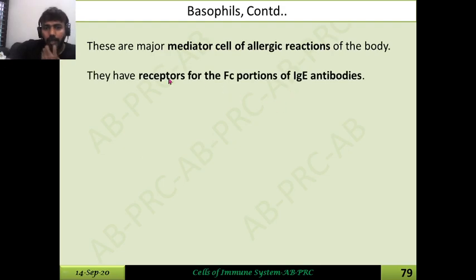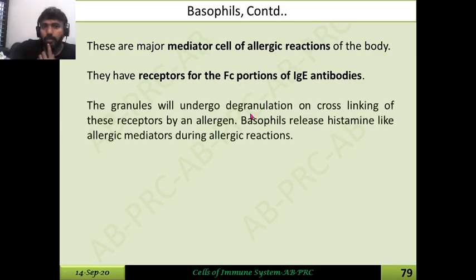and they are, as already stated, mediators of allergic reactions. And how this allergy is mediated is, they have a receptor for the Fc portion of IgE antibodies, and IgE antibodies are significant for allergic development, right? So these IgE antibodies will bind over the receptor for the Fc portion of IgE. So they form a complex, and this allergy-causing agent, we call it an allergen, will interact with these IgE antibodies, and cross-linking of this will result in degranulation. Okay. So the granules will undergo degranulation on cross-linking of these receptors by an allergen, that means an allergy-causing agent. Then basophils will release histamine-like allergic mediators during this allergic reaction that will cause complications.